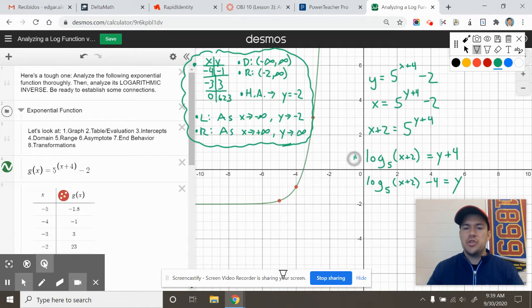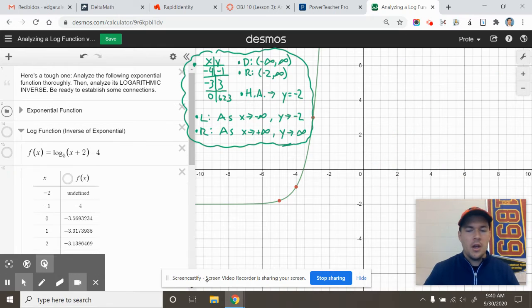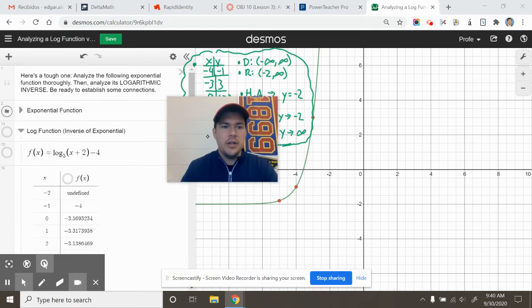Notice right here in this step, we switch to a logarithm now that we have a to the b equals c. All right, so we end up subtracting 4, and we get the log function log base 5 of x plus 2 minus 4 equals y. I've also included some information to remind us of our analysis from the exponential function. We'll look at that at the very end.